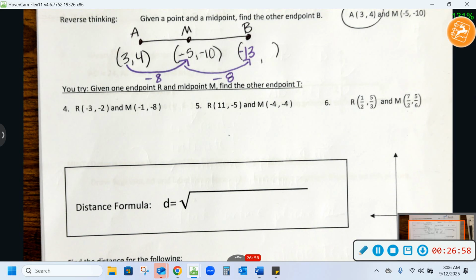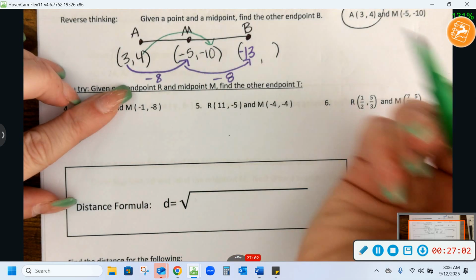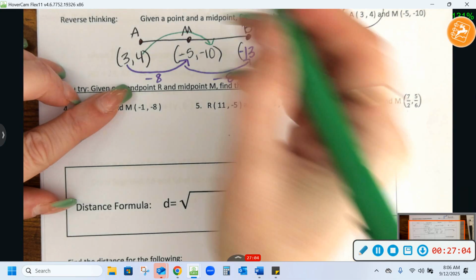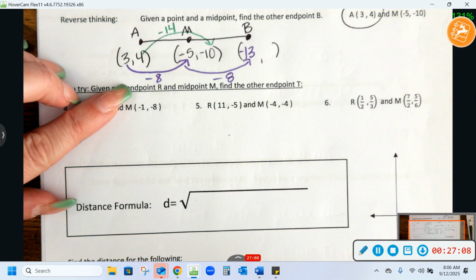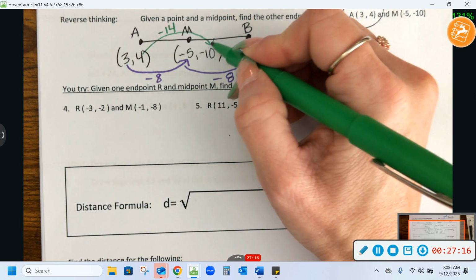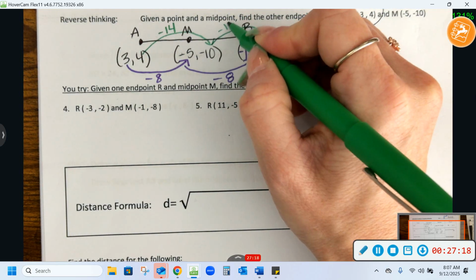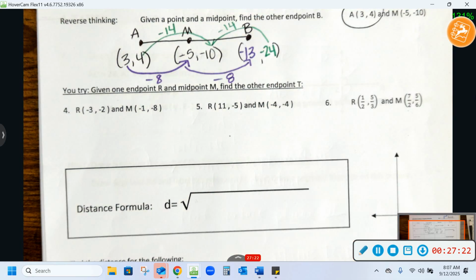My y value, I'm going to do the same thing. To get from 4 to -10, what am I doing? Subtracting 14. So that means they went down 14 on the coordinate plane to get to the midpoint. So to get to the other endpoint, I have to travel that exact same distance. So -14 more. There we go. There's my other endpoint. No formula needed. Just using common math.